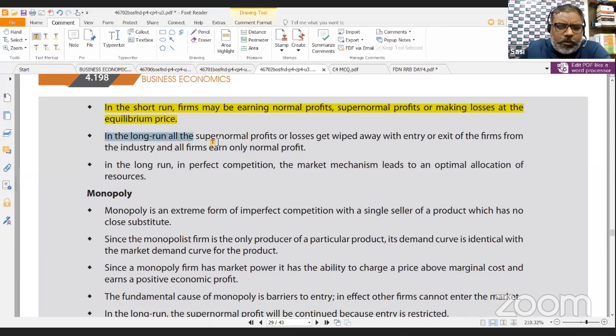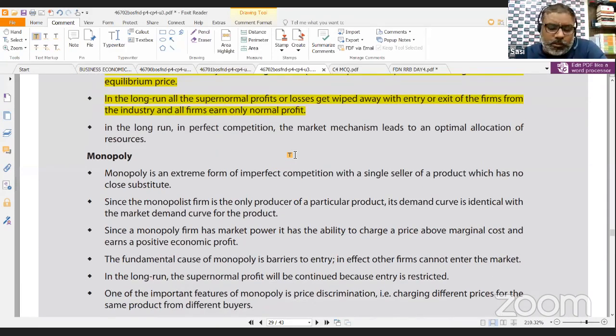Now, for a perfectly competitive firm, in the long term, what happens? In the long run, the supernormal profits or losses get wiped away, because when a particular firm is earning supernormal profits, a lot of people will be very interested and greedy. They will join the market. And in a perfectly competitive market, we know that anybody can enter and exit. So many people will come, and that will reduce the existing profits of the firm, which means the supernormal profits will be wiped away in the long run. And all the firms in the industry will earn only normal profits.